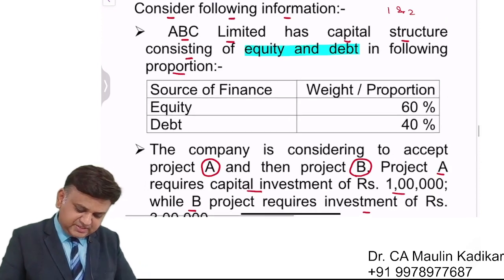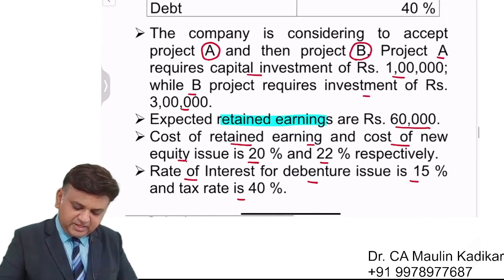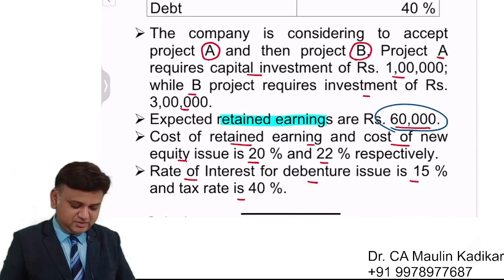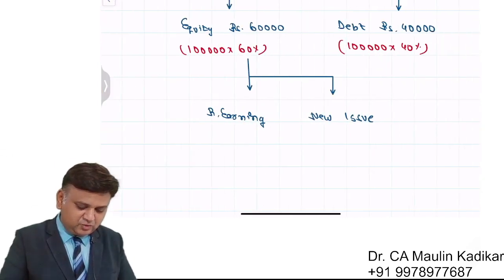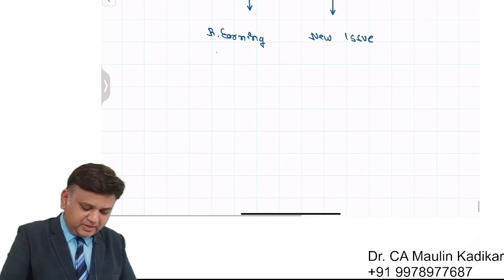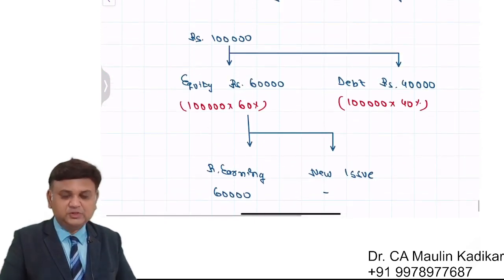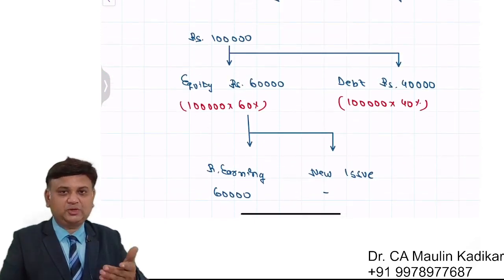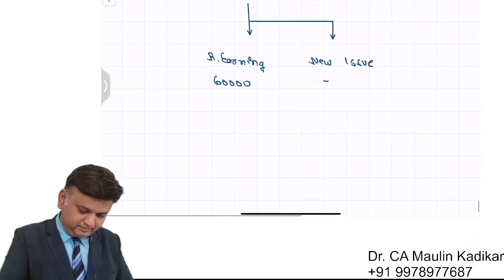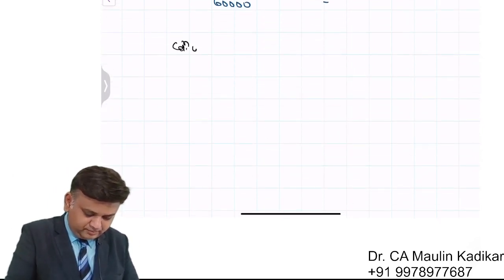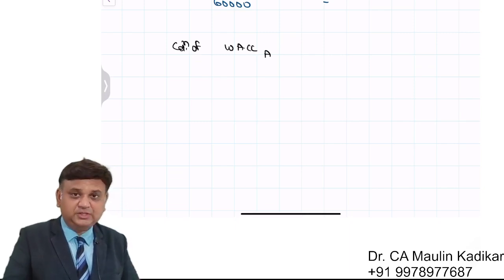The language of the question says that the company expects to have retained earning of exactly 60,000. Oh, that's really a coincidence. We require equity financing of 60,000 and retained earning is again 60,000. So of course there is no new issue required. So now, calculation of weighted average cost of capital of a project.